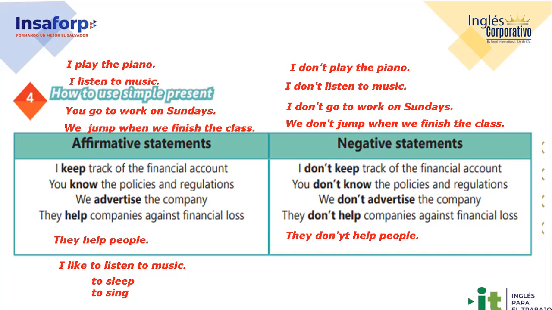Okay, good. So now we're going to be checking some more examples, but we're going to check the pronunciation for these two forms. Listen. I don't play the piano. I don't listen to music. I don't go to work on Sundays. We don't jump when we finish the class. Don't. So that's don't. And the other one was doesn't.